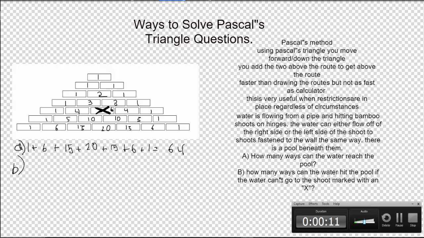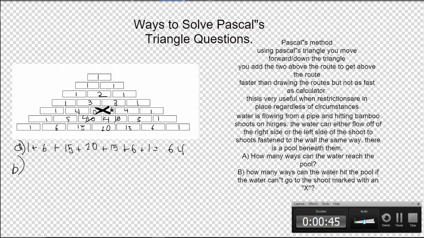So part B says, how many ways can the water hit the pool if the water can't go to the chute marked with an X? So that chute is right here. So not much changes up until level 3, level 4. But here, instead of being a 6, it becomes a 0 because the water can't go here. So that changes this spot. So instead of being a 10, it becomes a 4, and again, 4. That's about it in this level.